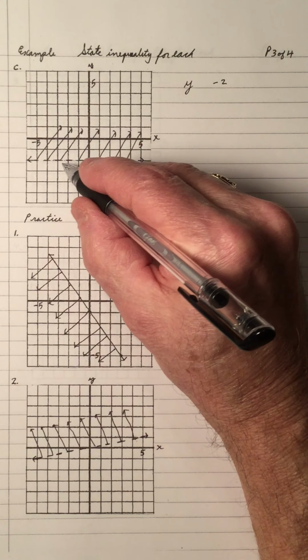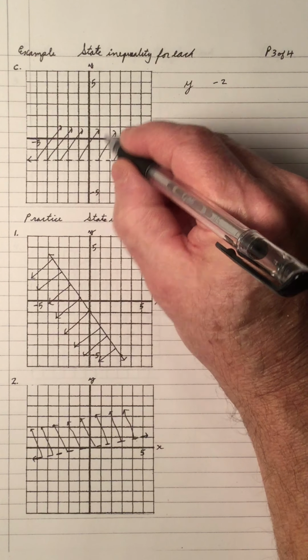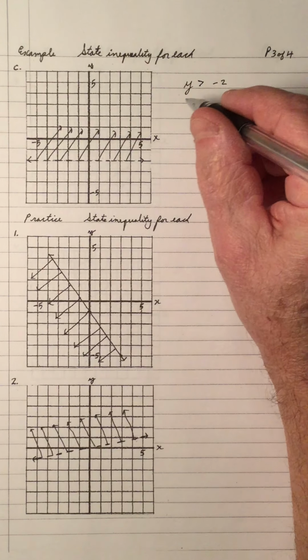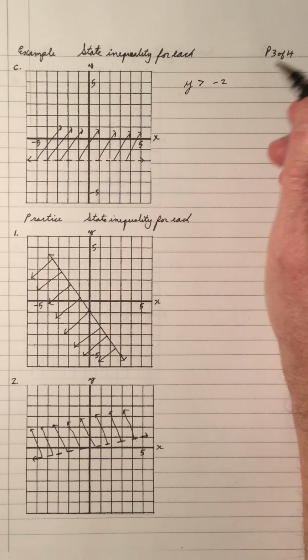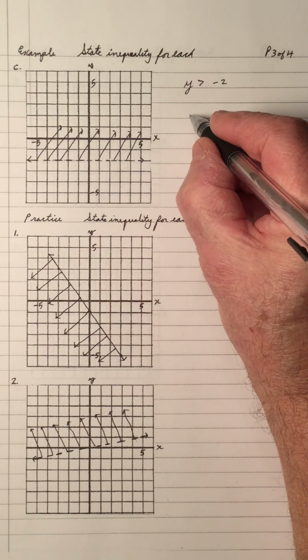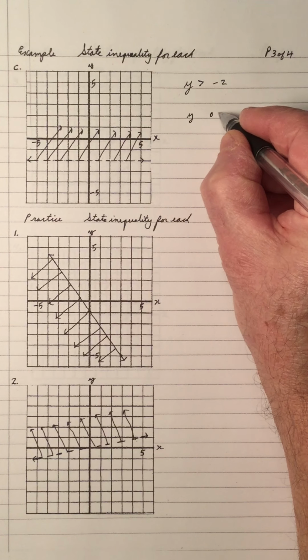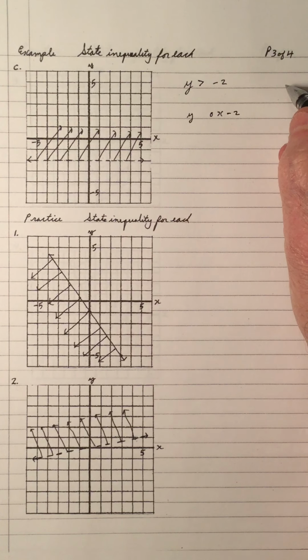So therefore, the boundary line is broken. So therefore, there's no equal sign, and we're shading above. Above is greater. So that's the inequality that represents that line because it's horizontal. And another way, if you think about it, because the horizontal line, the slope is 0. So think about it as a 0 slope with a y-intercept of negative 2.